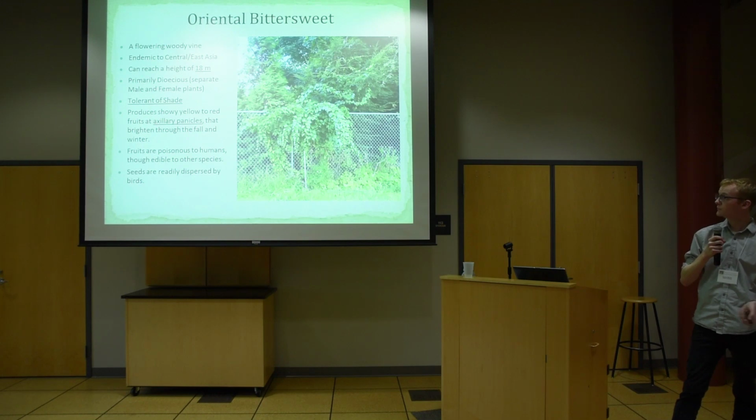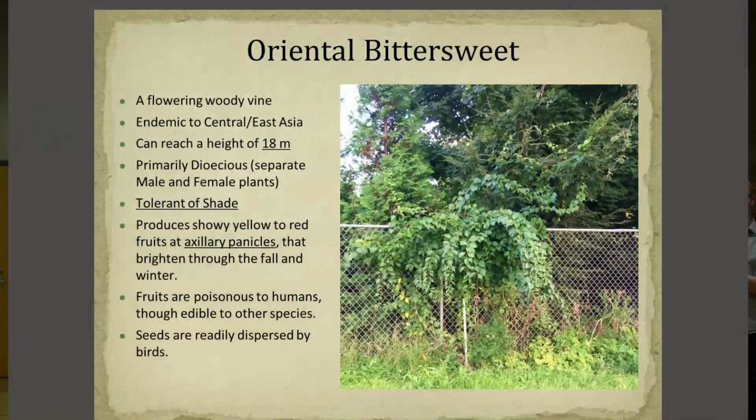Now, Oriental Bittersweet, this picture is taken on SUNY Fredonia's campus, actually. I found this on the parking lot edge. They're a flowering woody vine, endemic to Central East Asia, so China and Japan, where they can be found. They're also dioecious, and one significant thing about them is that they're tolerant to shade, so they can be found within closed canopy spaces, which is different than the native.